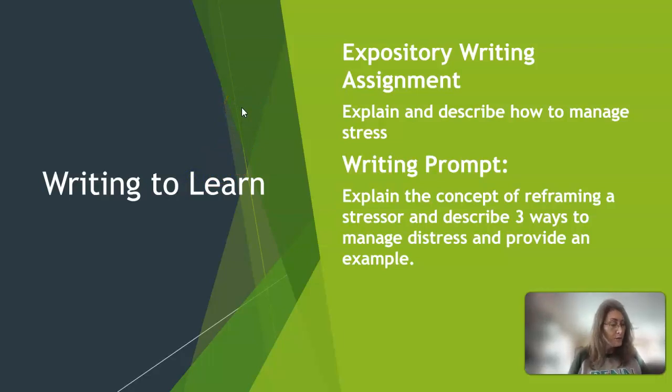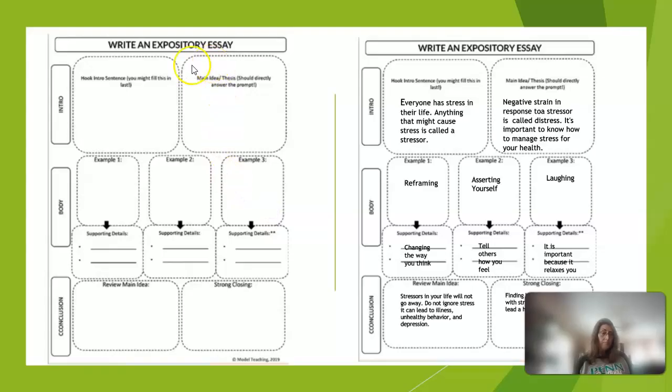Okay, when we are going to assign them a writing, the genre of writing that I have for the students is expository. That's the one I chose. This was chosen given all the factual information presented in the chapter. It seemed like the most appropriate. The writing prompt that I have as an example is: explain the concept of reframing a stressor, describe 3 ways to manage distress, and provide an example.